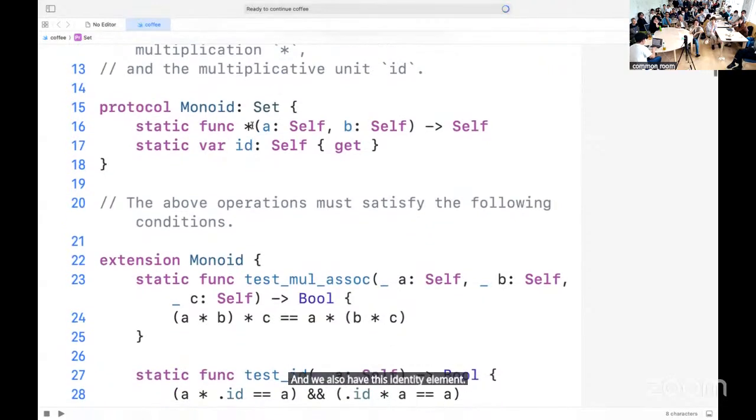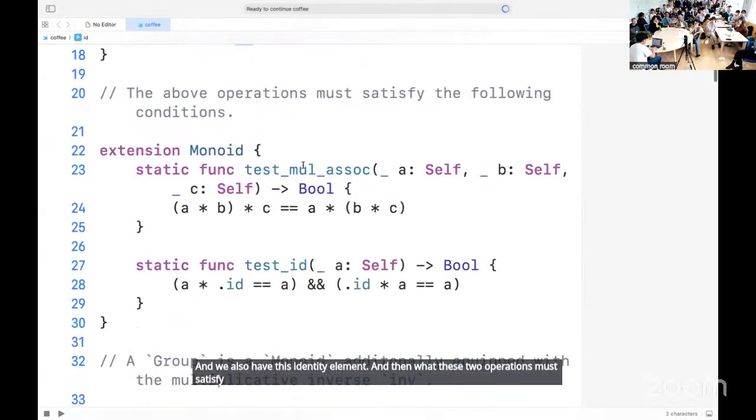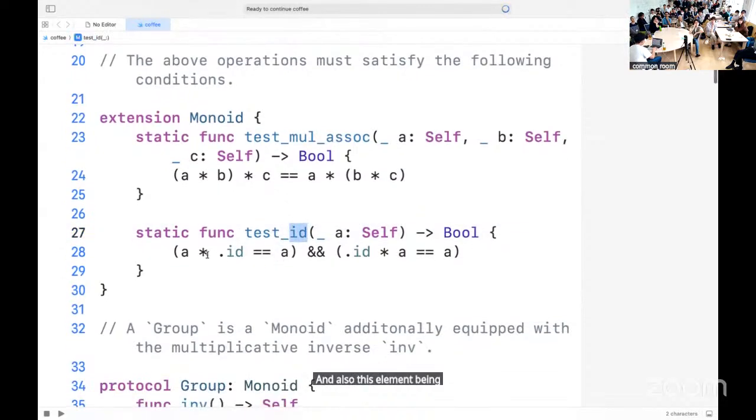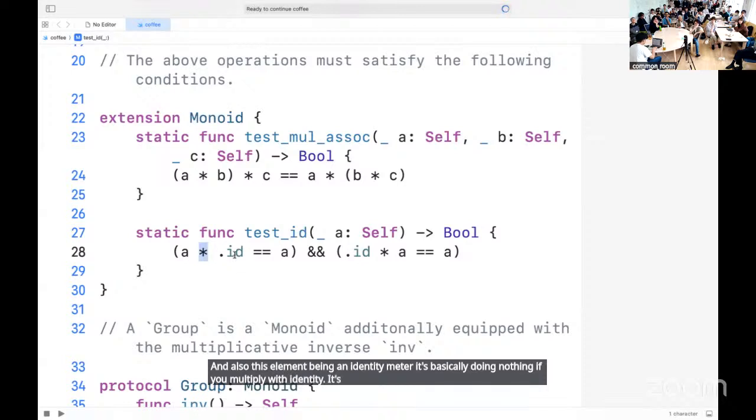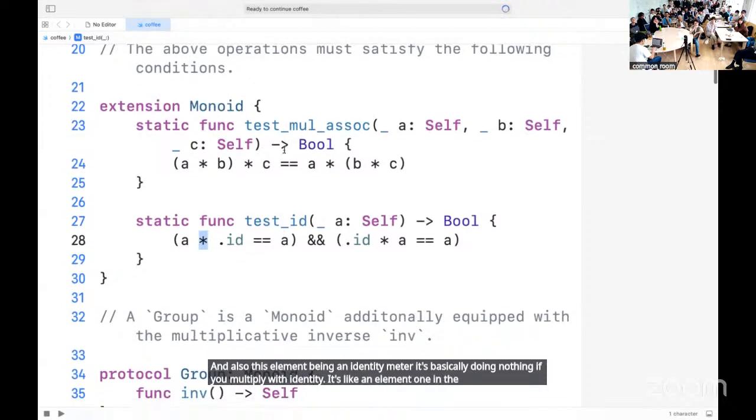And then what these two operations must satisfy is that this multiplication must be associative, meaning that A times B times C is equal to A times B times C. And also this element being an identity means that it's basically doing nothing if you just multiply with identity. It's like the element 1 in the integers. So these are the things that we require to have for multiplication and identity.